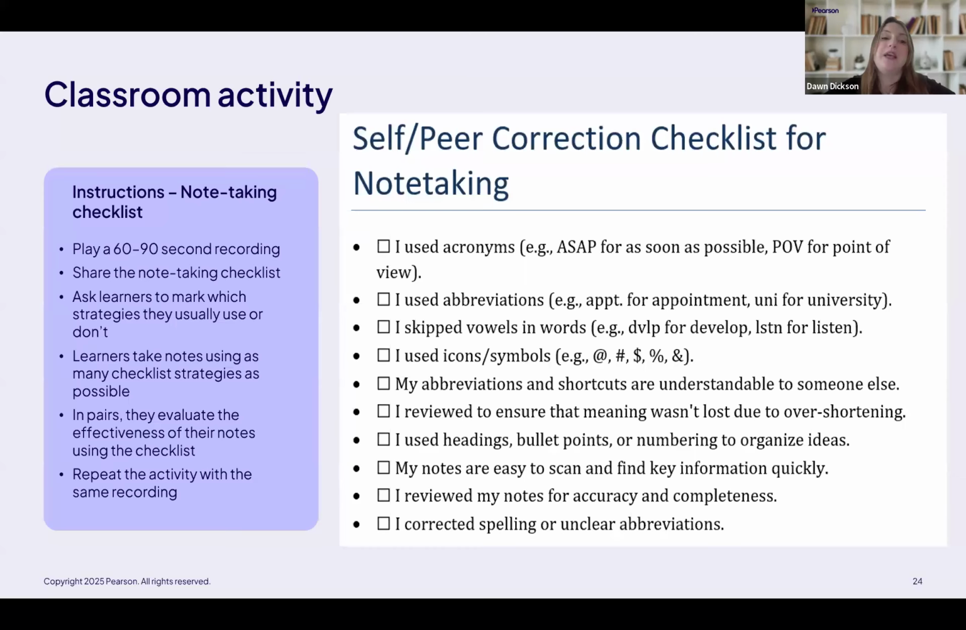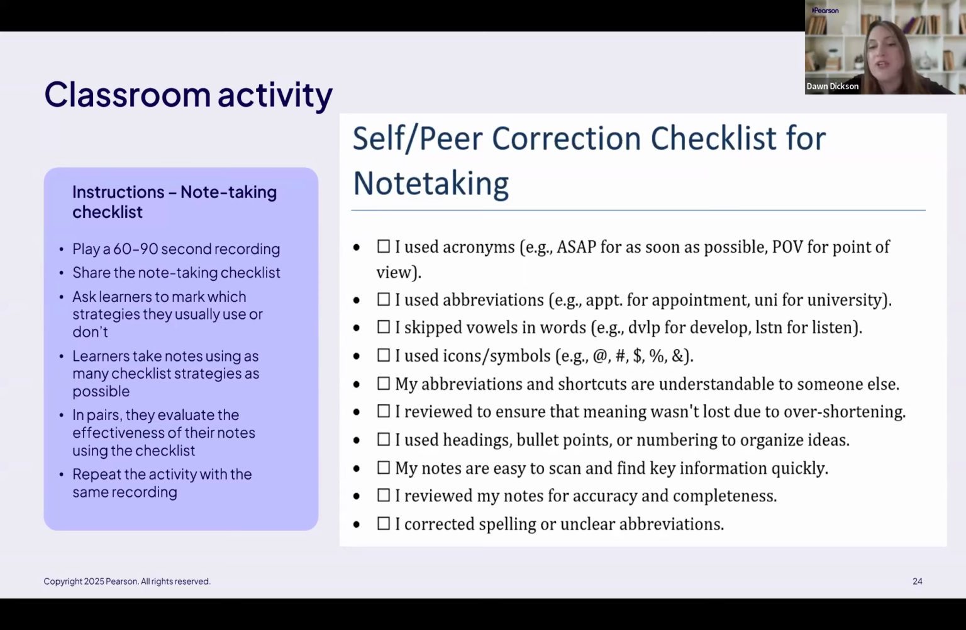And the idea behind the activity is that you would play a 60 to 90 second recording. Again, we are making sure that the length of the recording reflects the length of the recording that they would find in PTE Academic. Therefore, for those of you who are training students or training learners on PTE Core, please make sure that your recording is 45 to 75 seconds long, as we know that the recording is shorter for that particular test.